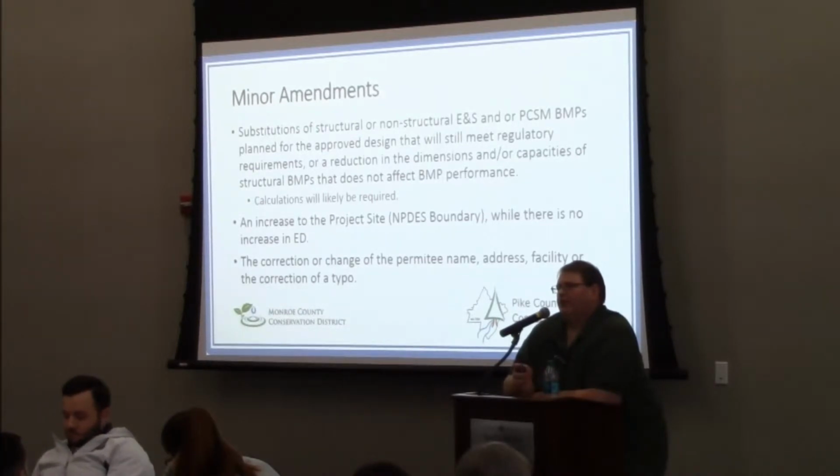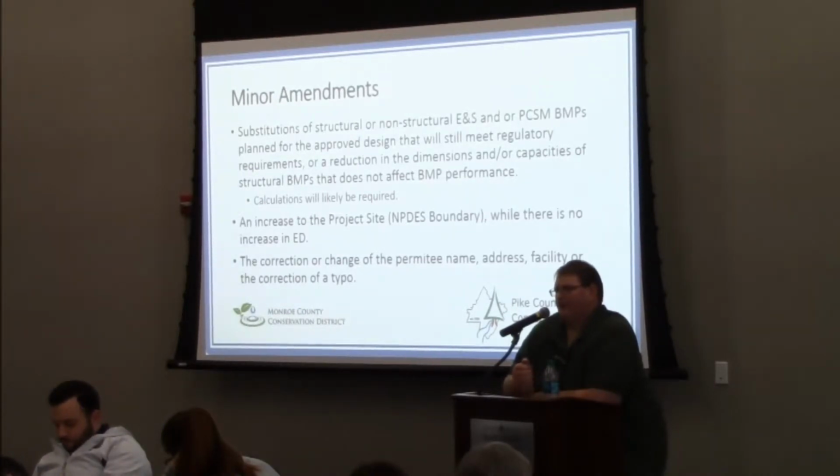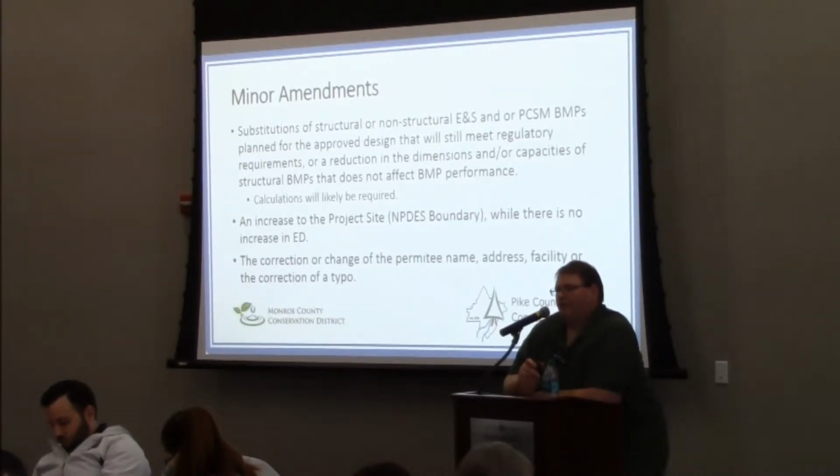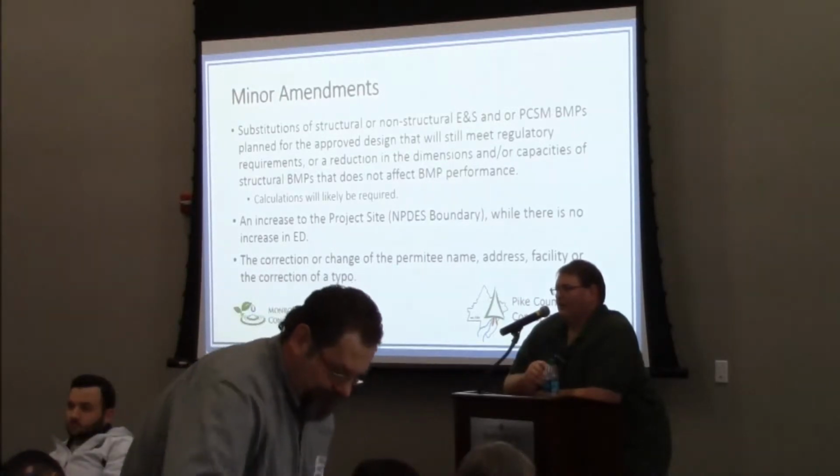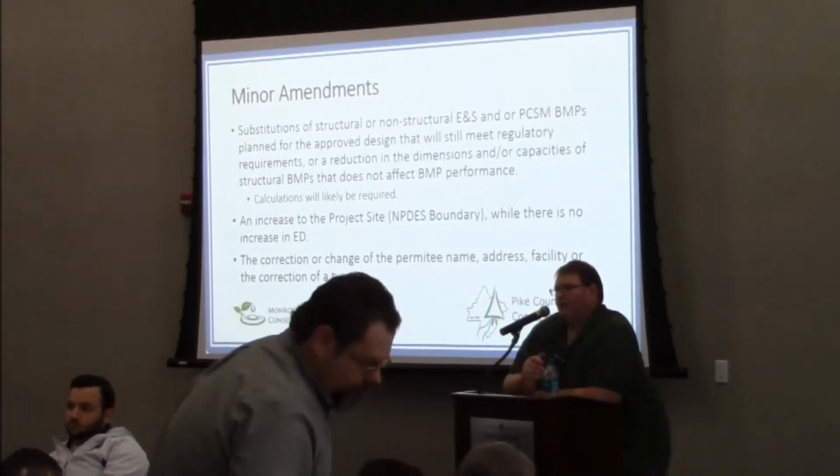So if you're substituting structural or non-structural E&S or PCSM BMPs, plan for the approved design that will still meet the regulatory requirements, or a reduction in the dimensions or the capacities of structural BMPs that does not affect BMP performance. So a lot of times you'll do a plan and you'll spec a certain manufacturer's device. You might have a rain tank that's designed, and a contractor says, oh, I have a relationship with another manufacturer, another distributor, and I can get it for a third of the cost. Will you accept that? Yes, it would be a minor modification.